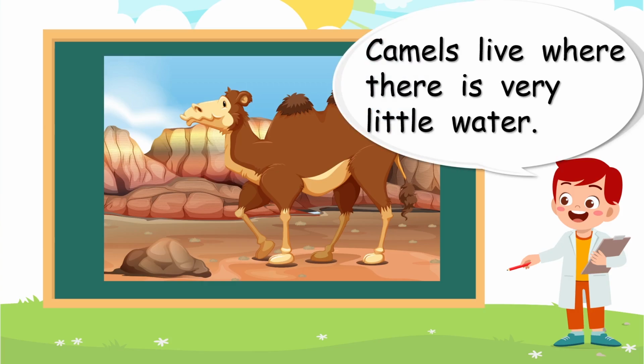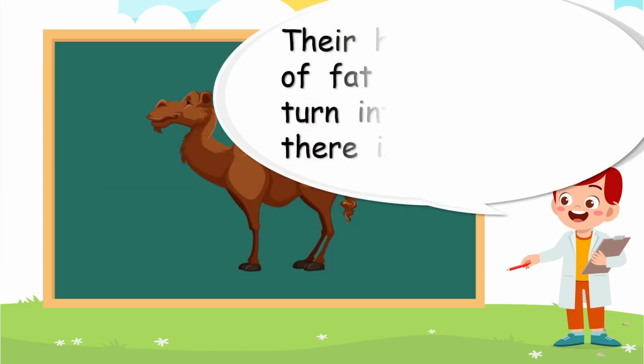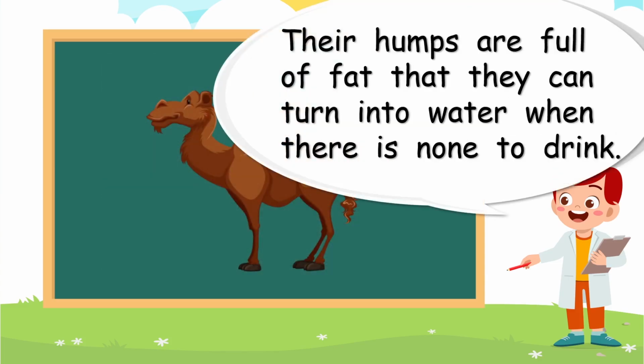Camels live where there is very little water. So it's got to adapt. Their humps are full of fat that they can turn into water when there is none to drink. So, some people think the hump is full of water. No, it's full of fat. But the camel is very, very smart. It has adapted so that it can turn that fat into water.